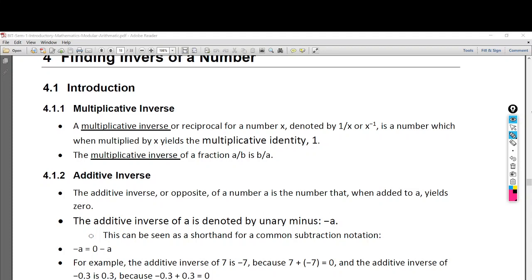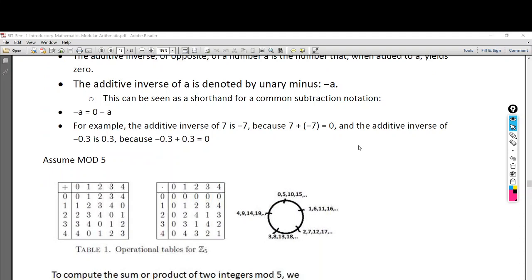That is normal arithmetic. Now we are going to extend the concept, and we are more interested in the multiplicative inverse and multiplicative identity, not the additive one. Now let's assume we are not talking about mod 10 or the normal base 10. Let's take an example. We are interested in mod 5.